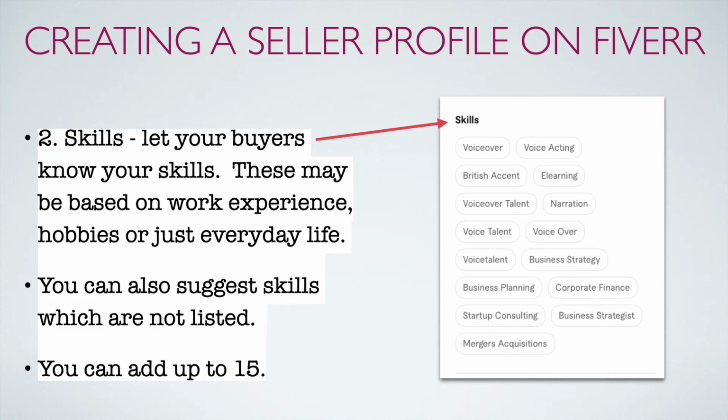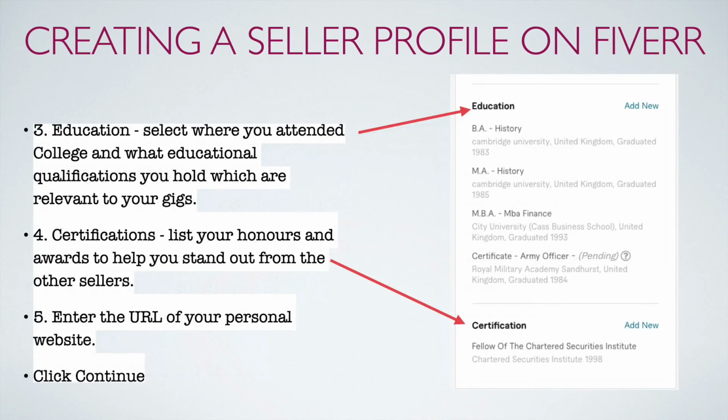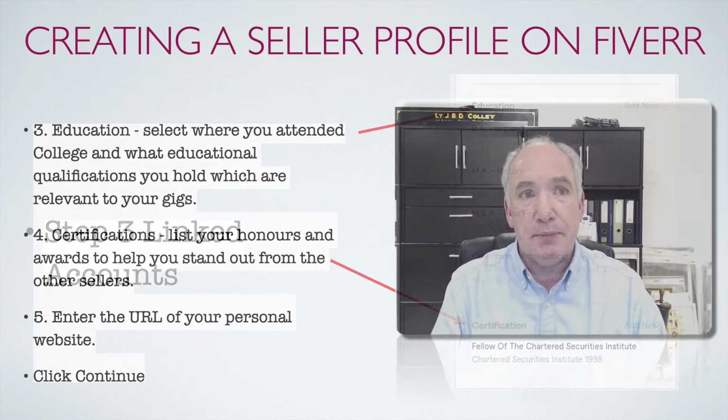In this case, look, I've got voiceover, voice acting, British accent, voiceover talent, narration, voice talent, voiceover. So making it very clear that's what I want to offer. You can, of course, also suggest skills which are not listed there, and you can have up to 15 of them. In your education, select where you've attended college and what educational qualifications you hold. You can see my educational background on here, and any certifications, honours and things that you have, which will help you to stand out from other sellers. You can also input the URL of your personal website and then click continue.